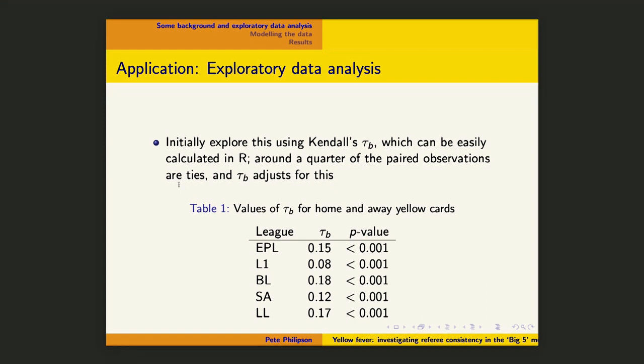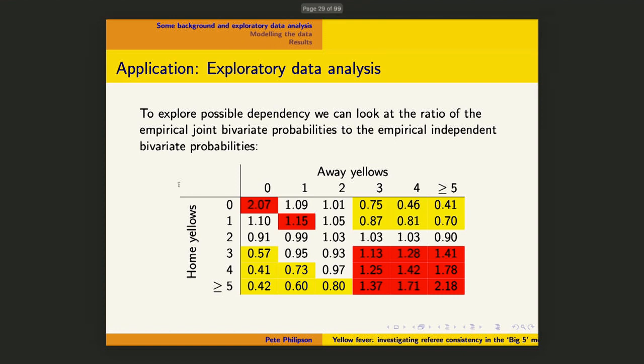So I basically worked out something called Kendall's tau-b, which is just a measure of correlation when you've got discrete or ordinal data. It accounts for ties, and if we do that for each league separately, we get a small but modest kind of positive association. It's very significant because of the amount of data that we've got, I guess. But it looks like there might be some modest positive association between the home yellow cards and the away yellow cards. So we might want to factor that into the model as well.